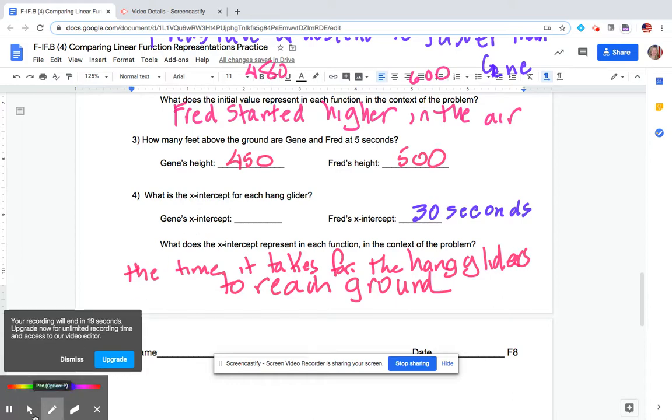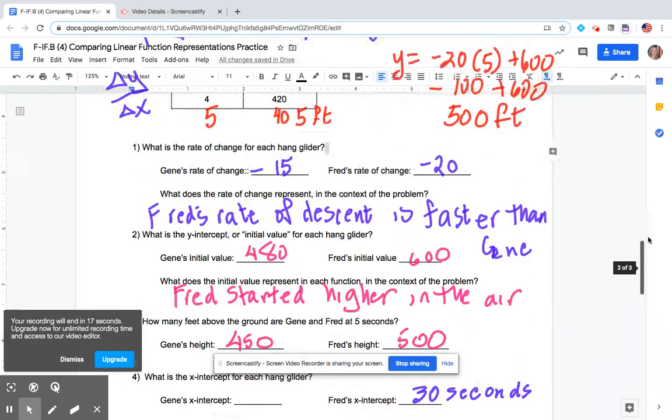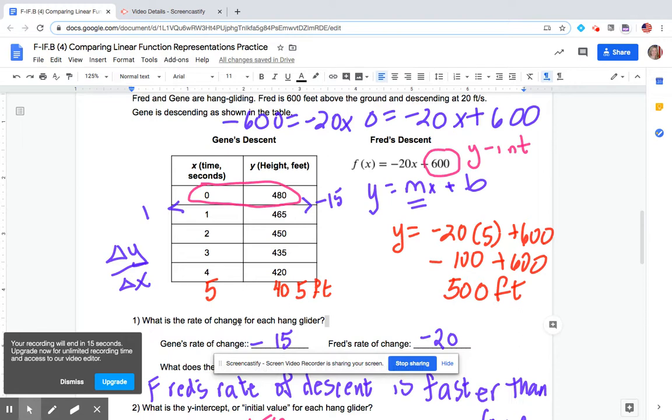And how would you go about figuring out for Jean when Jean would hit the ground? What do you think you could do to figure that out? That's a little bit harder.